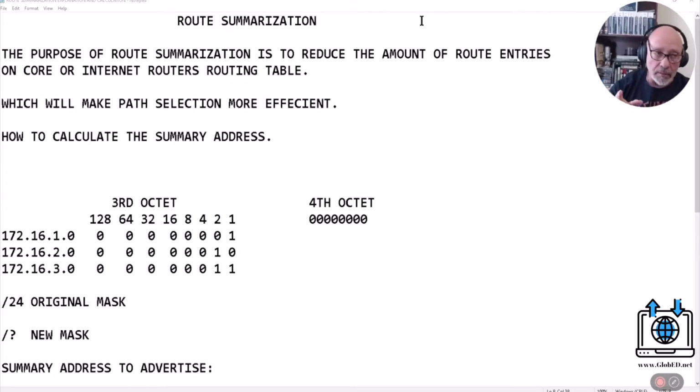Route summarization, it's right there. The purpose of route summarization is to reduce the amount of route entries, or the networks that are coming into your router on coordinate routers for the routing table.